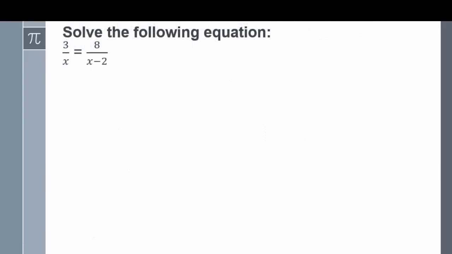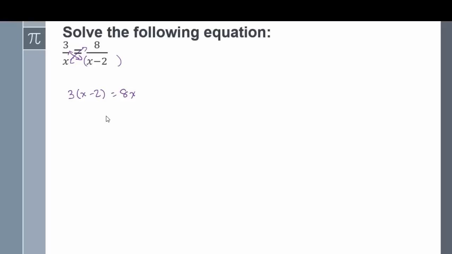Solve the equation 3 over x is equal to 8 over x minus 2. Taking this back to our middle school days, these two sides are proportions, so I can cross multiply to get rid of the rational expression and make it into a polynomial.